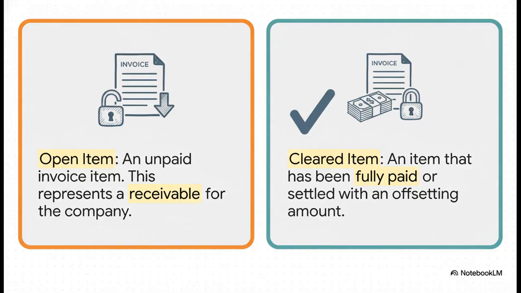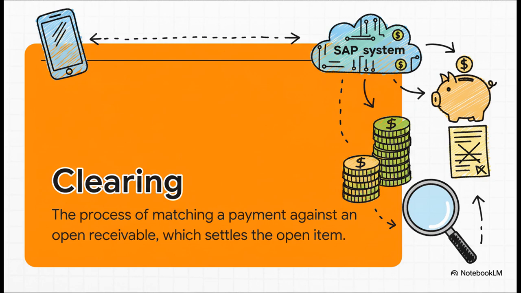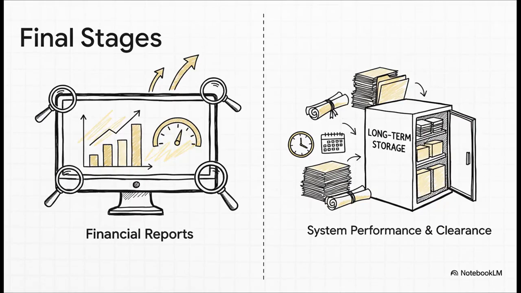So, before you pay, the invoice is an open item. After you pay, it becomes a cleared item. Clearing is the process that automatically matches that payment to the invoice, marking it as paid. And the last steps, the data is used for reporting, and old, cleared documents get archived.